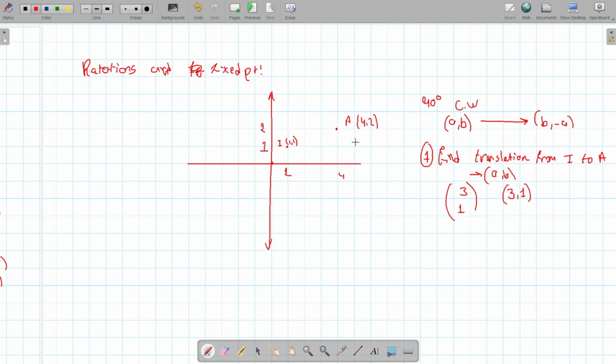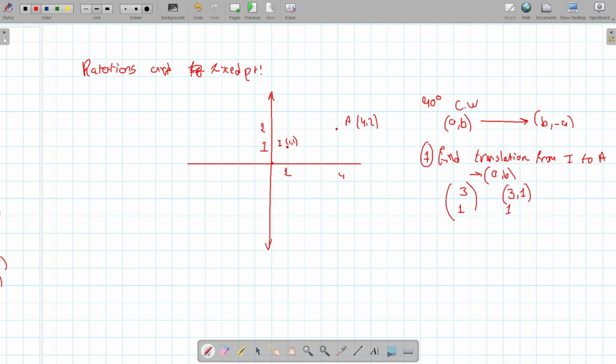So how do you do it? You just do final minus initial. Always the final point is the point that you're rotating, and the initial point is the point of rotation, because this doesn't change. I is fixed. After finding A comma B, it's very easy. You can find the rotation. A comma B becomes B comma minus A.